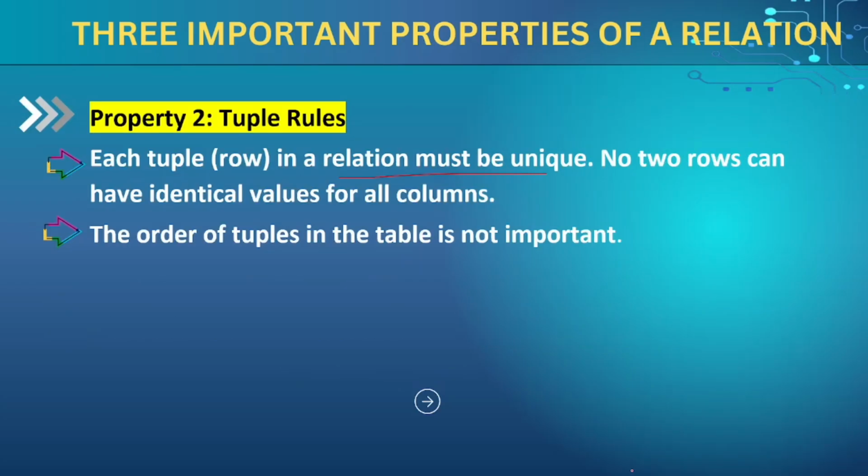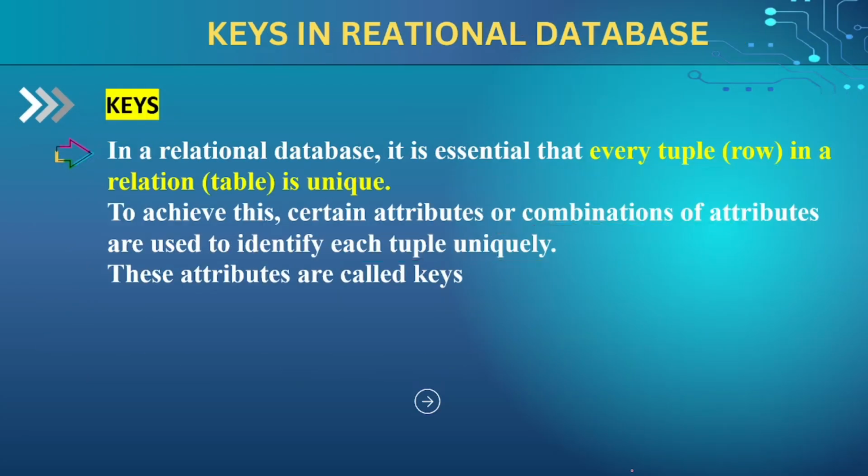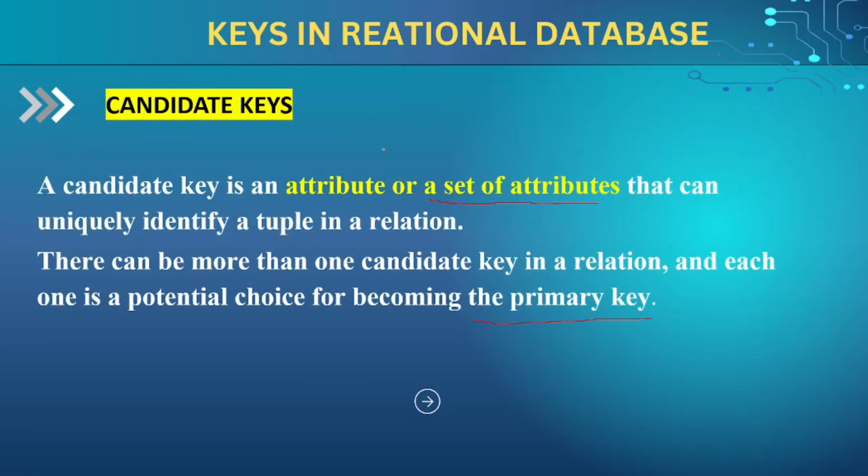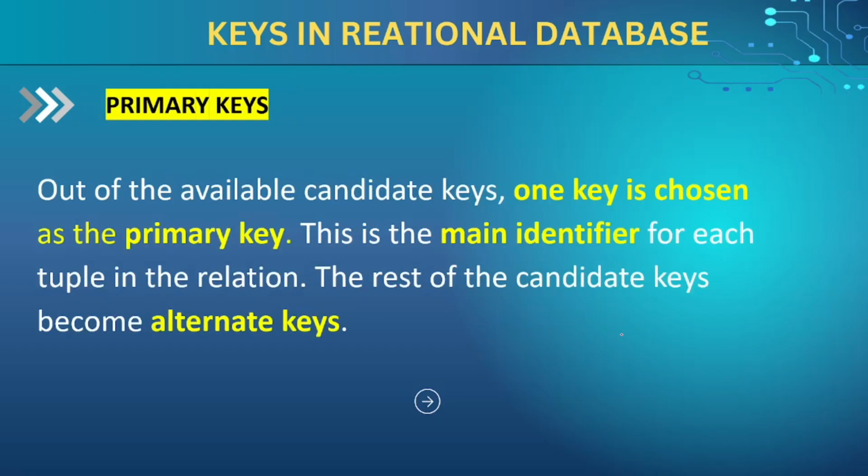And the next one, that's what has been mentioned here. So first we discussed candidate key. It is an attribute or set of attributes. There can be more than one candidate key in a relation, and each one is a potential choice for becoming what? Primary key. Now, what is a primary key? Out of the available candidate keys, one key you have chosen as the primary key, as I told you, right? So we had GUID and also roll number. So I have chosen what? Roll number. This is the main identifier for each tuple in a relation.